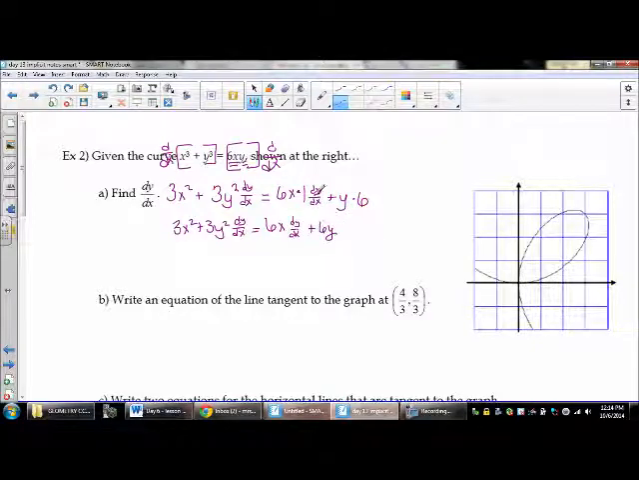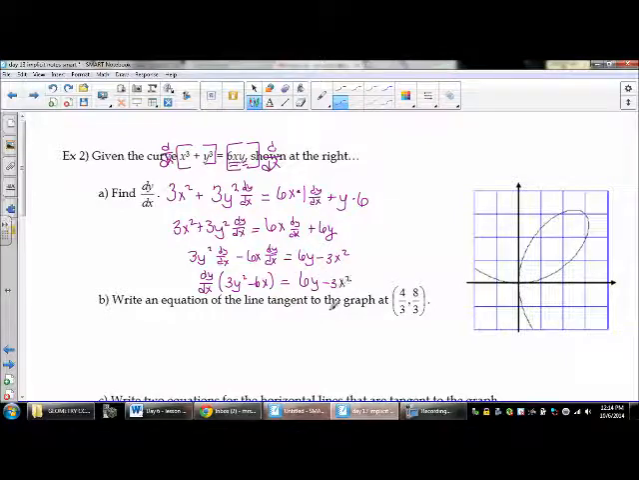All right. Now, step 2 says get dy/dx on one side and everything else on the other side. So I'm going to have 3y squared dy/dx minus 6x dy/dx equals 6y minus 3x squared. Now I'm going to factor out dy/dx so that I can solve for it. (3y squared minus 6x) dy/dx equals 6y minus 3x squared. To solve for dy/dx, I have to divide by this parenthesis thing.